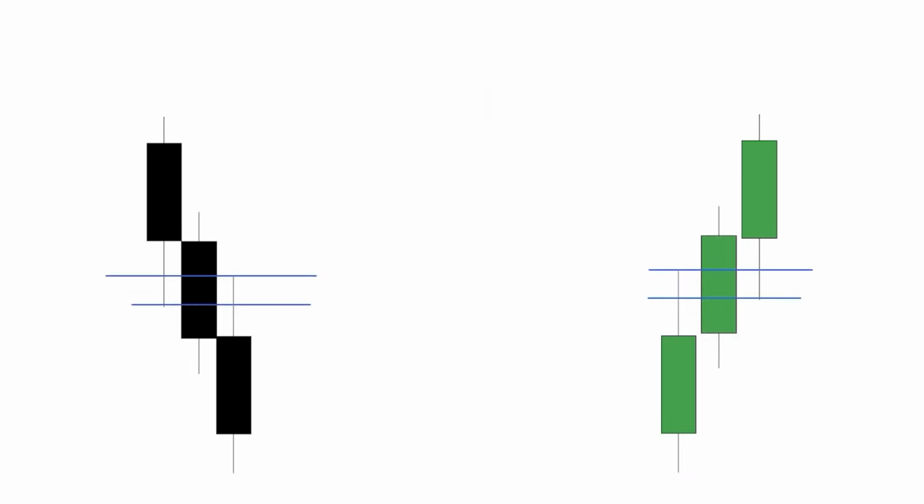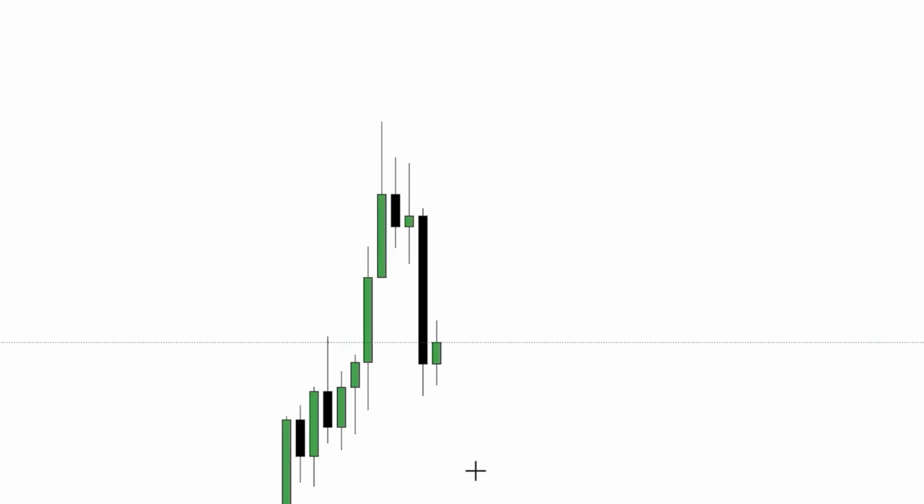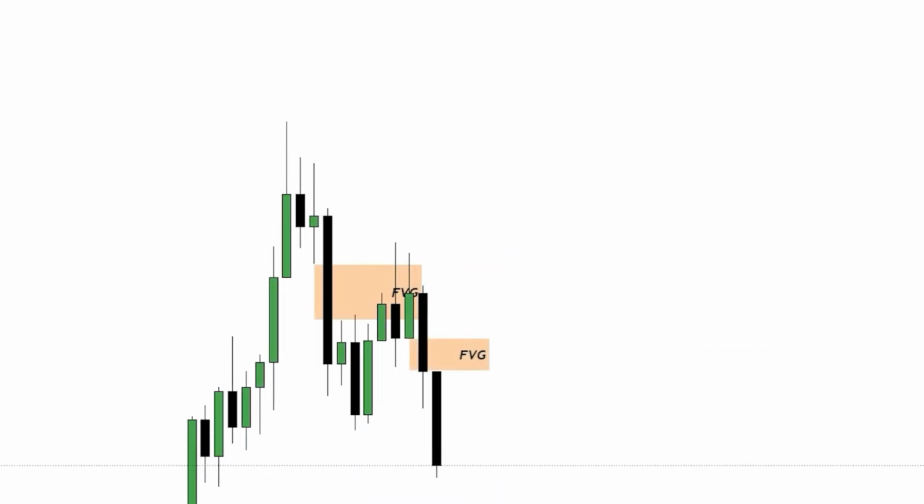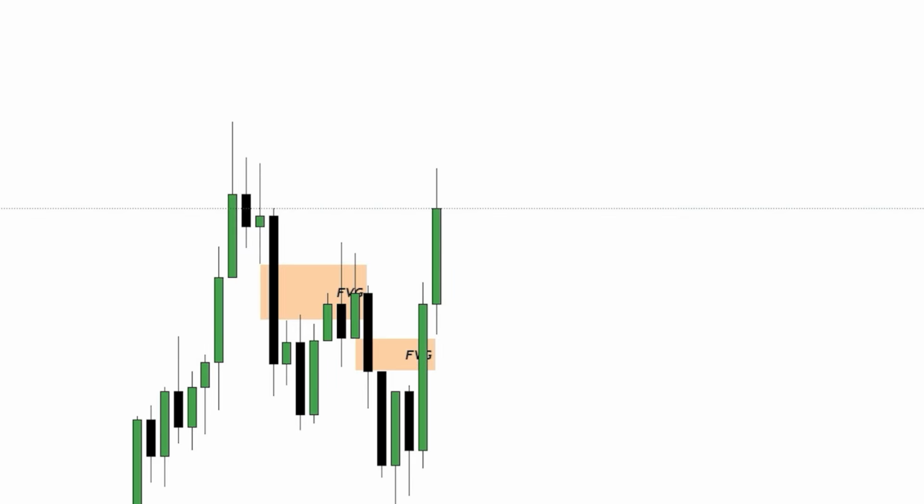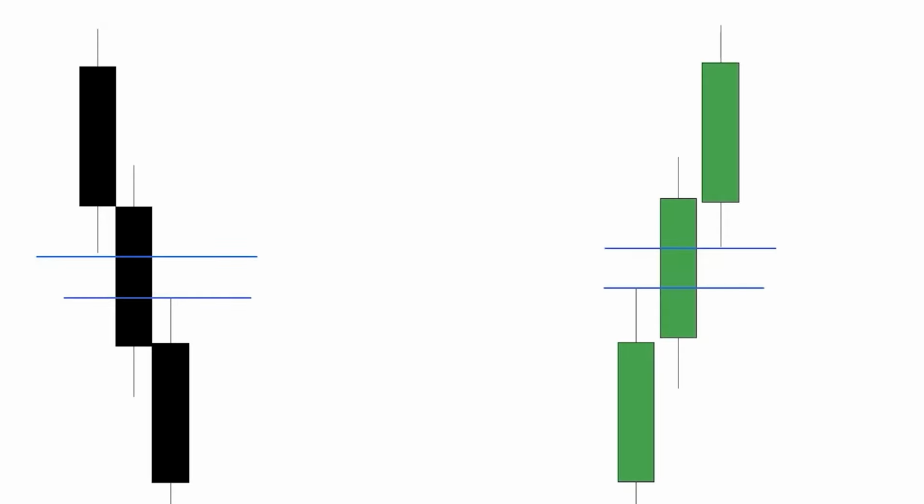Let's look at a few examples of how to find an imbalance on the chart. If you look right here, you will see that there is a gap between the low of this candle and the high of this candle, and this creates a fair value gap. Now, if you've noticed, another gap has formed, because the low of this candle is not overlapped by the high of this candle. But now, we are seeing aggressive movement in the opposite direction, and if you look at this candle right here, the high of this candle is not overlapped by the low of this candle, which creates another fair value gap.